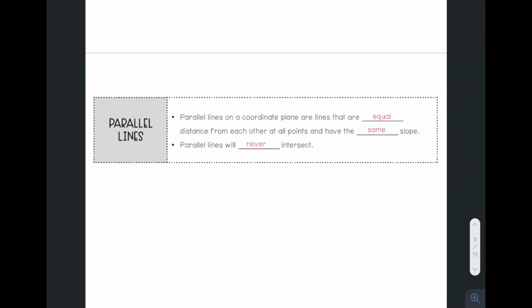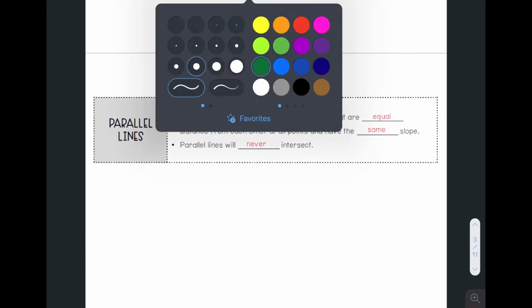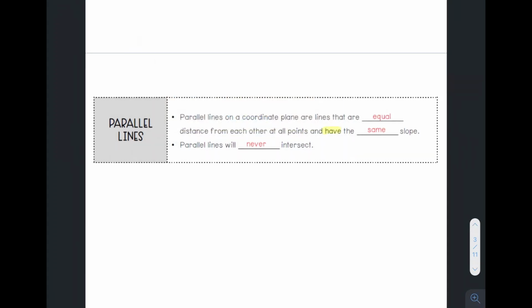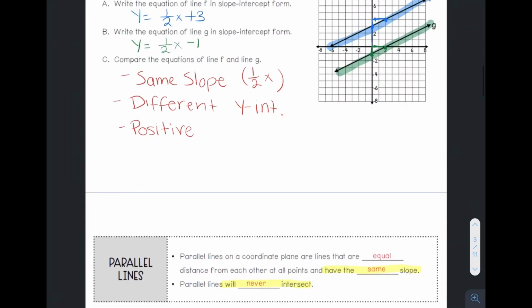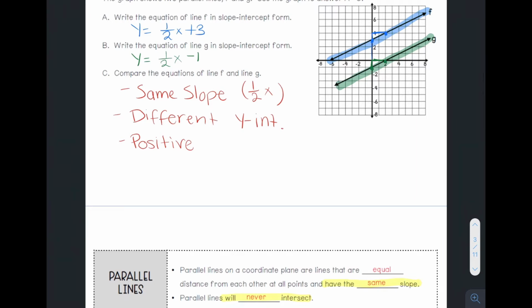Okay, so little definition. It says parallel lines in a coordinate plane are lines that are equal distance from each other at all positions and have the same slope. Parallel lines will never intersect. So they have the same slope and they will never intersect. That's important for us to remember. The lines up here that we were working with both had the same slope and did not intersect at all. They never cross each other.